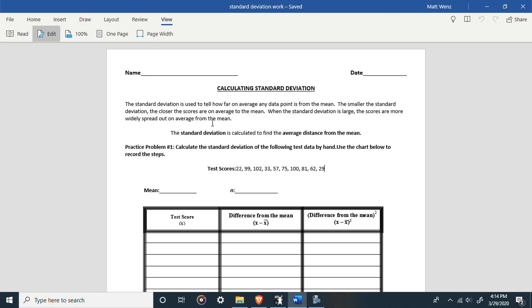The smaller the standard deviation, the closer the scores are on average to the mean, okay? In other words, if your standard deviation is a small number, then that means everything's compacted right around the center. When the standard deviation is large, though, that means the scores are more widely spread out from the mean.